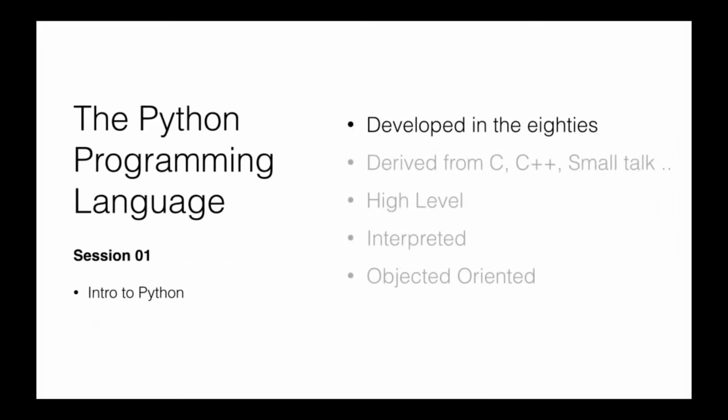Introduction to Python. The Python programming language was developed in the late 80s and it was derived from a number of other programming languages like C, C++, Smalltalk, and a few others. It is a high-level, interpreted, object-oriented programming language. Well, that's quite a few heavyweight terminologies in a breath. Well, we are here to break things down for you.